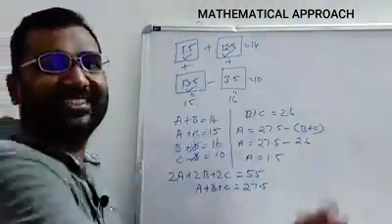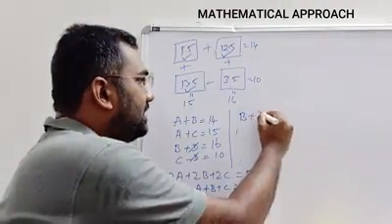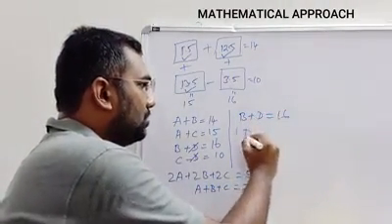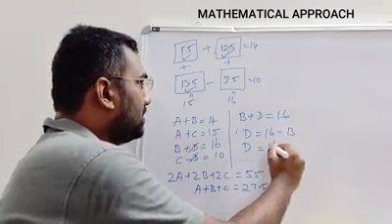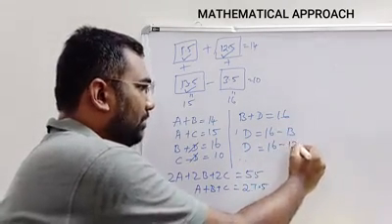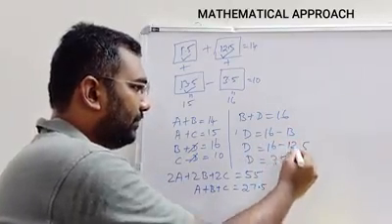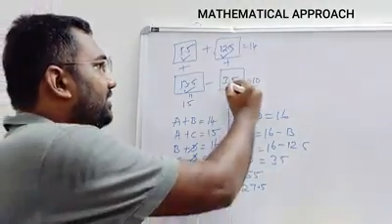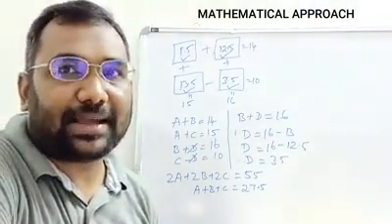We got that right. Next, how to solve D? We know B plus D is equal to 16. So D equal to 16 minus B. So D equal to 16 minus 12.5. So D is equal to 3.5. And we got that right. So this is how you can solve the equations mathematically.